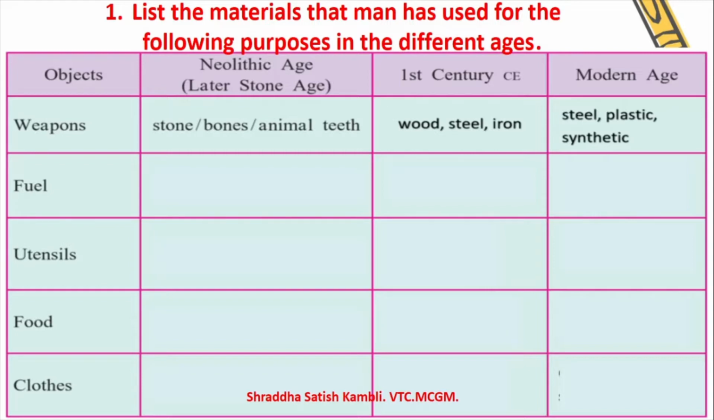Okay, what about fuel? Fuel means to get warmth, to generate energy. What kind of things did the Neolithic man use? The Neolithic man pretty much used only firewood. They used to gather firewood from the jungle and burn it. They used flint stones to create a spark to burn the firewood. This firewood they would use for cooking, to keep themselves warm, and also to keep the wild animals away. Then in the first century CE, human beings started making use of coal along with firewood.